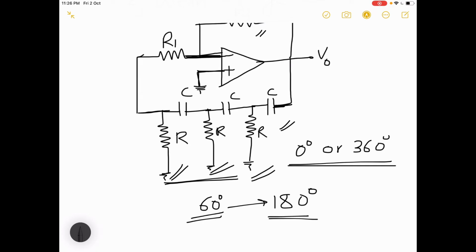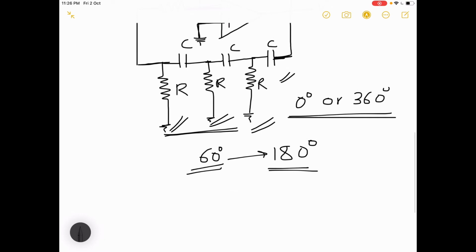So, total will be 360 degrees around the loop, and oscillations will occur at that frequency with the loop gain of 1. So, what will be the second condition of Barkhausen criteria? Av into beta should be greater than or equal to 1. Av is the gain of the amplifier, beta is the gain of the feedback circuit.